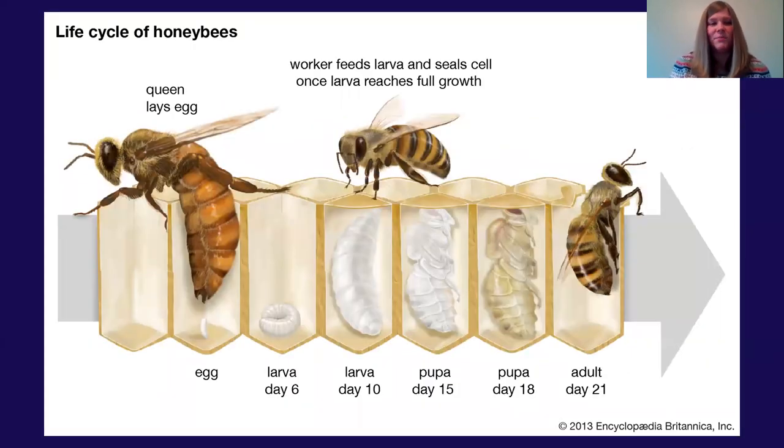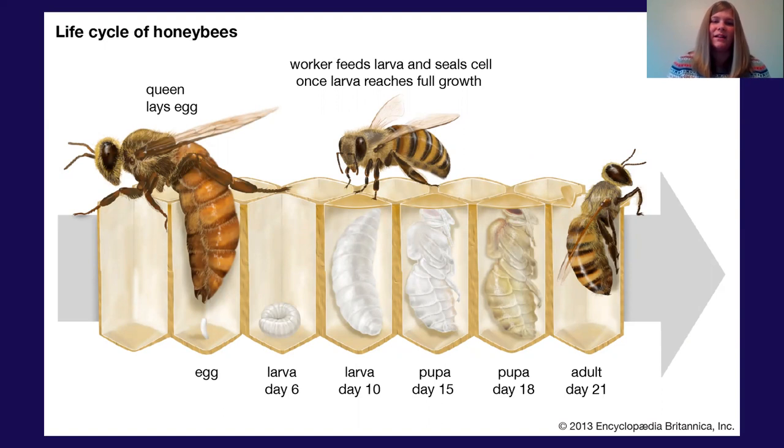All right, so let's look at the honeybee life cycle. So we start off with our queen bee, who's going to lay an egg in one of the cells of the honeycomb. Now, if the egg is fertilized, it will become either a worker or potentially a new queen. If it's unfertilized, it will become a drone. So after about 4 to 6 days, that egg will hatch into a larva, and the worker bees will feed the larva a mixture of nectar and pollen, and this is called bee bread. So that's a pretty fun name to remember, bee bread.